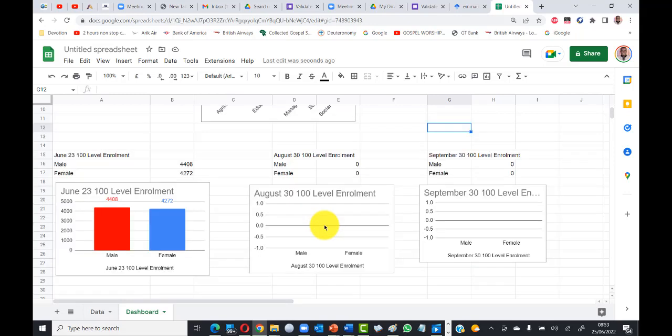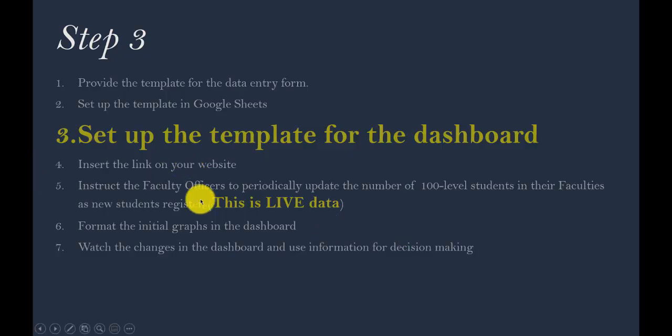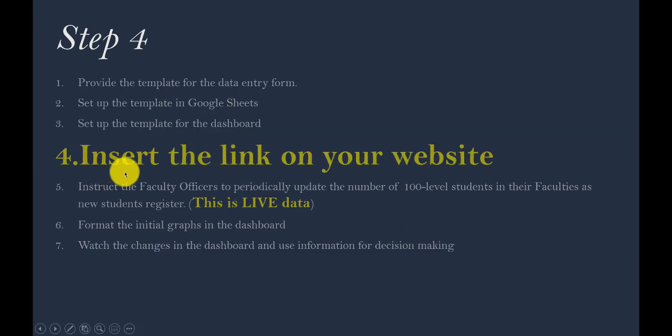So let's go back to our steps. By the steps, we've done 3. What is number 4? Number 4 is to insert a link on our website. Number 4 of 7. So let's see how we do that. You already know how to do it, but let me just refresh your memory about it.